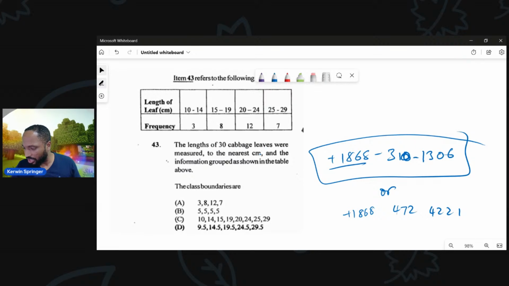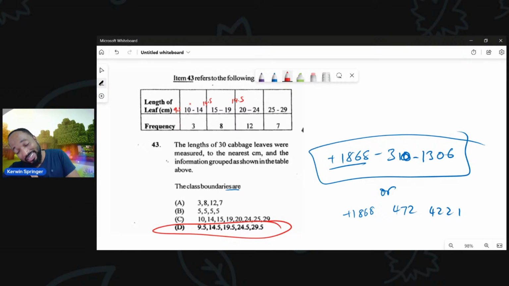The length of 30 cabbage leaves. What's the class boundaries? The boundaries are going to be in between, so it could be 9.5, 14.5, 19.5. So the class boundaries, remember, the boundaries are the final edge. What you're talking about here is the limits. This is the limits.